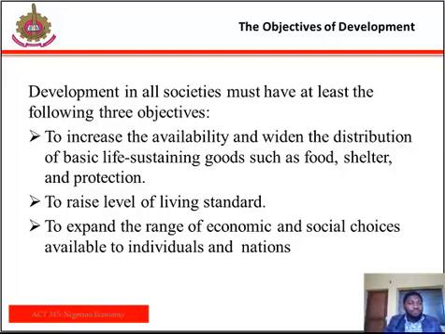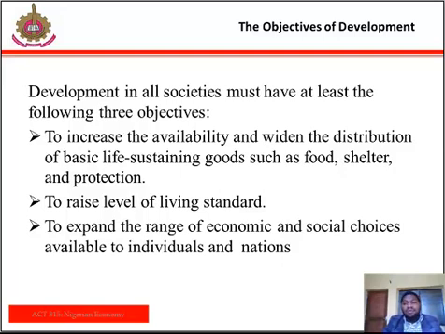Let's start from the first one. To increase the availability and widen the distribution of basic life-sustaining goods such as food, shelter, and protection. Every man deserves the basic life amenities, which are good food, shelter, and protection. Thus, before we can say the economy is developing, we must be able to say that the provision of good food, shelter, and protection is being made available to more people in the economy.